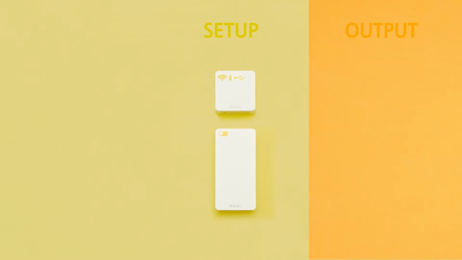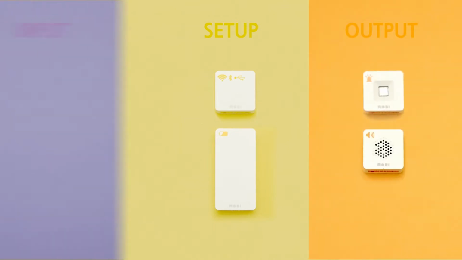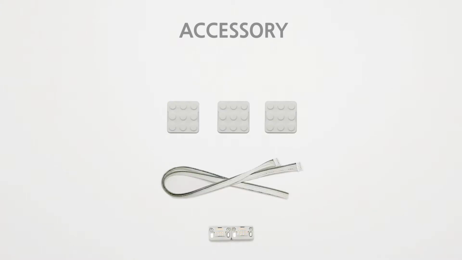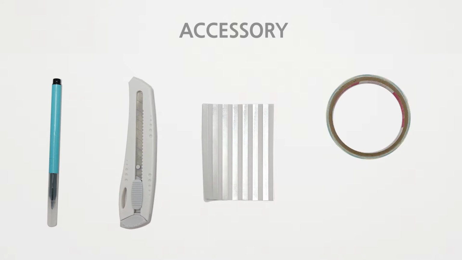So, what do we need to make the birthday candle? You will need a network and a battery for the setup module, an LED module and a speaker module for the output module, and a button and a microphone module for the input module. Prepare 3 shoe blocks, a wire adapter, and a wire from among the accessories. Finally, prepare a pen, a knife, colored paper, double-sided tape, and 2 popsicle sticks to decorate the birthday candle.